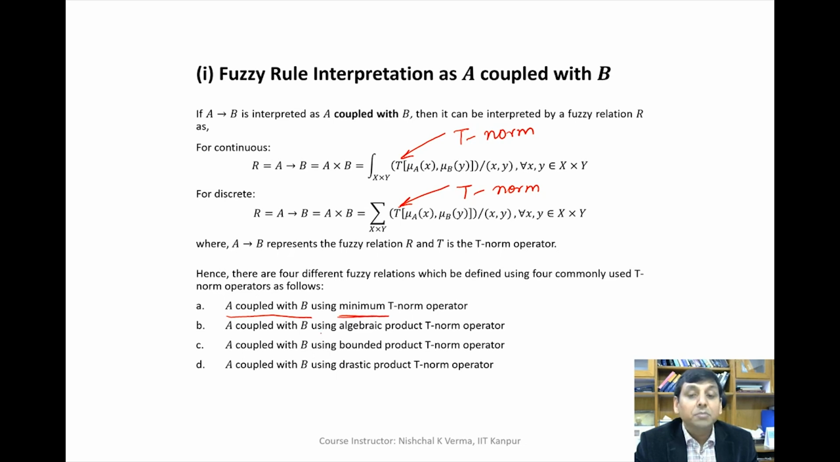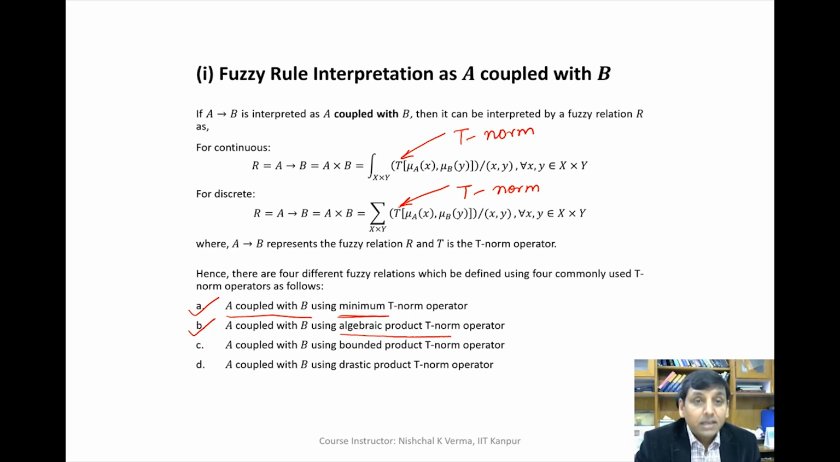So we know that the first and the most basic T norm operator is the minimum. So we take the minimum. The first kind of T norm is minimum. Then the second kind of T norm here is the algebraic product. So we can use the algebraic product here as one of the T norms or S conorms.